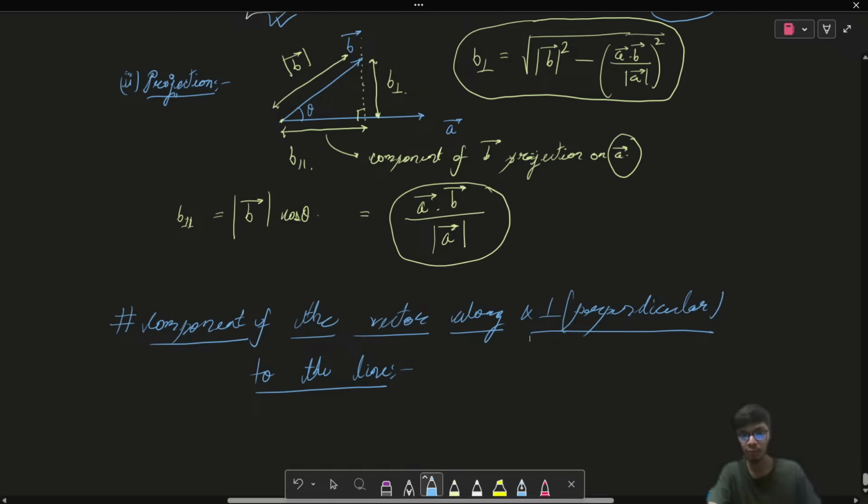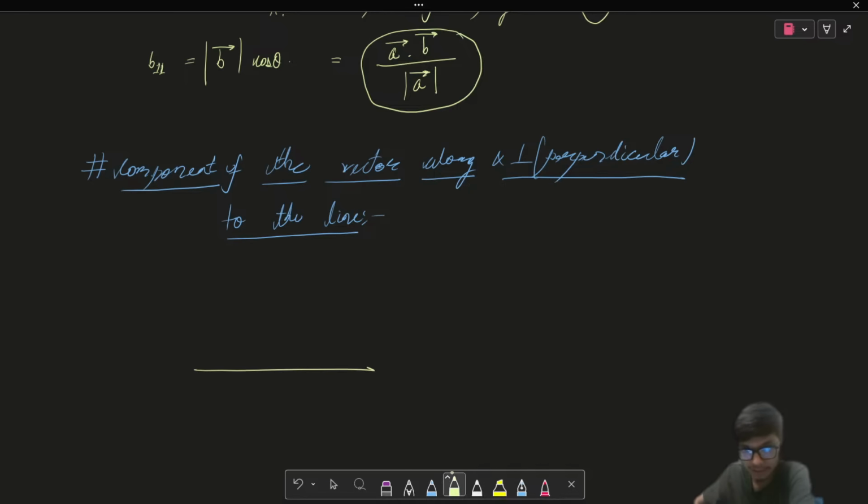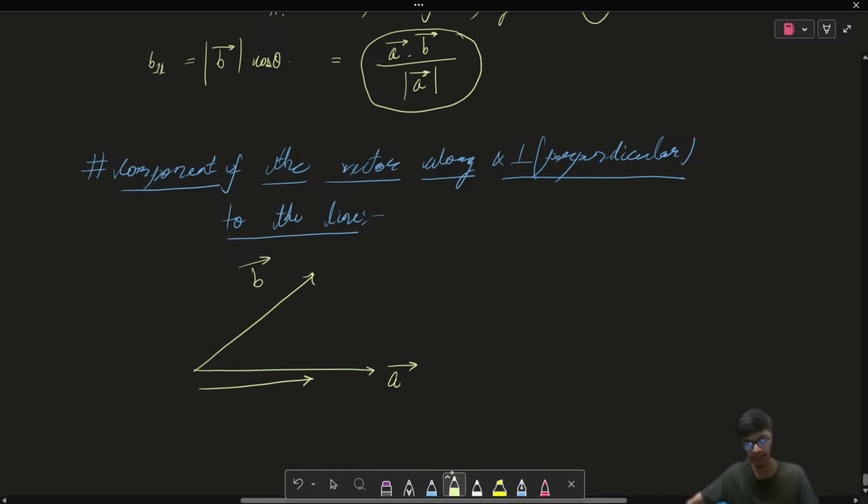So we will use this idea of projection that we learned in our previous discussion. Let's say this is my A vector, the given line, and I have another vector B, right? Now I have to express vector B as two components: one should be parallel to the A vector and another perpendicular to it. So I have to resolve this B vector in terms of two vector components such that one of them is parallel to the A vector and another is perpendicular to the A vector.